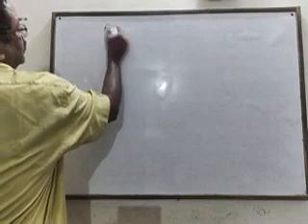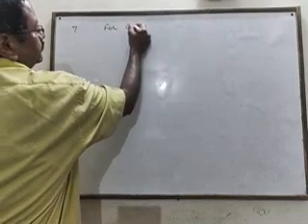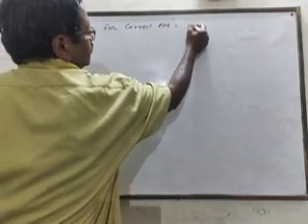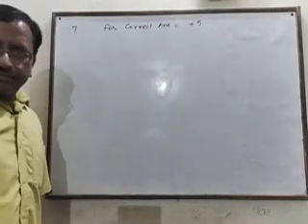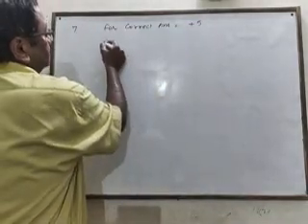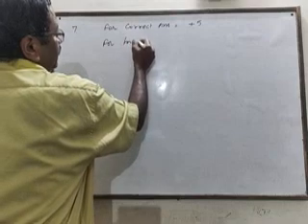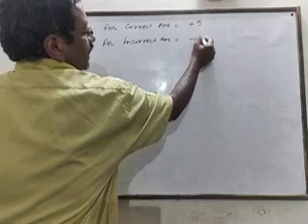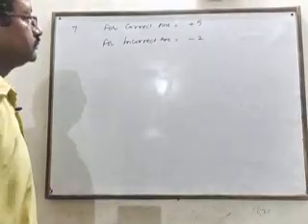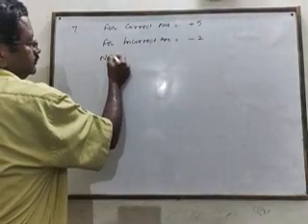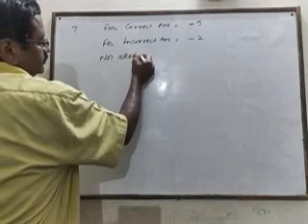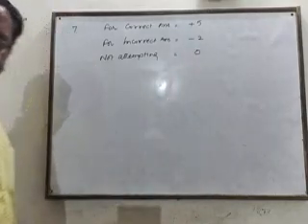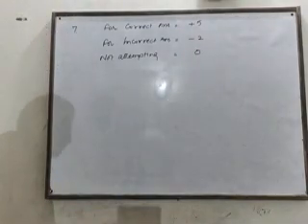For correct answer, marks plus 5. For incorrect answer, minus 2. Not attempting, 0 marks will be given. First part.